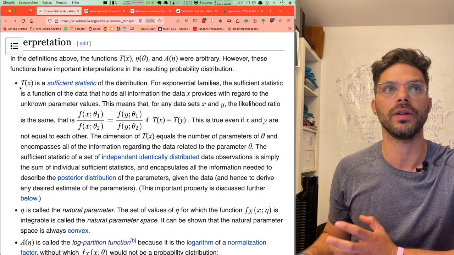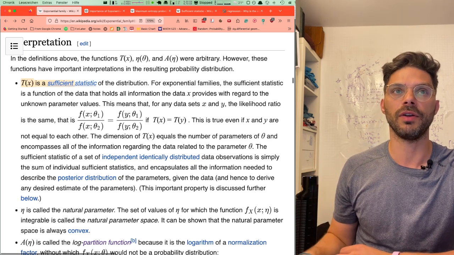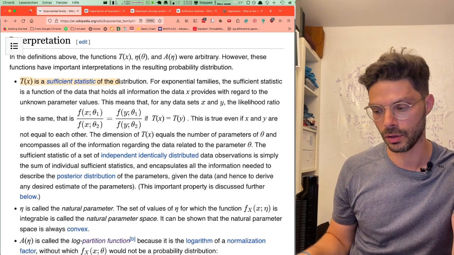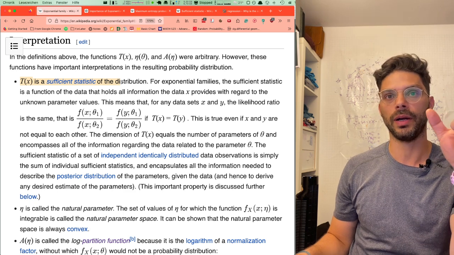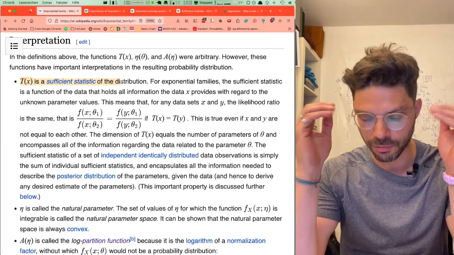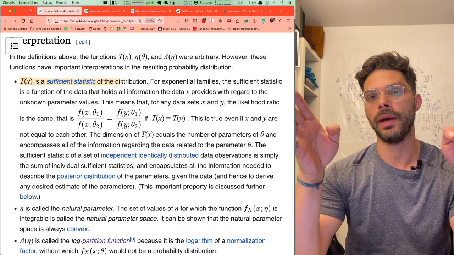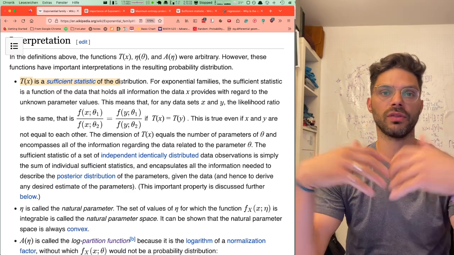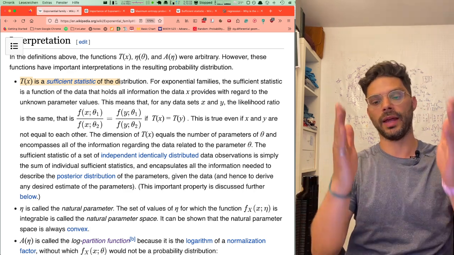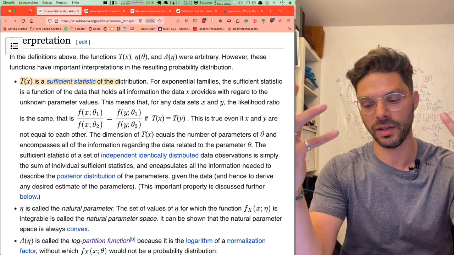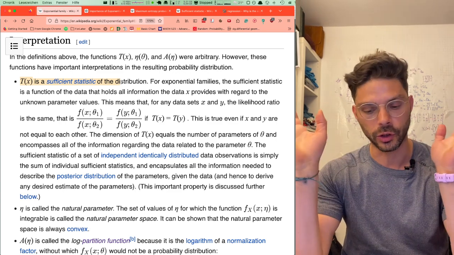One of the key properties of this family is that it's the only one that has what's called a sufficient statistic. A sufficient statistic you can think of as a summary of the data. What's cool with the exponential family is that this summary sufficient statistic stays finite dimensional even as your number of data points grows. The size of your sufficient statistic stays the same.